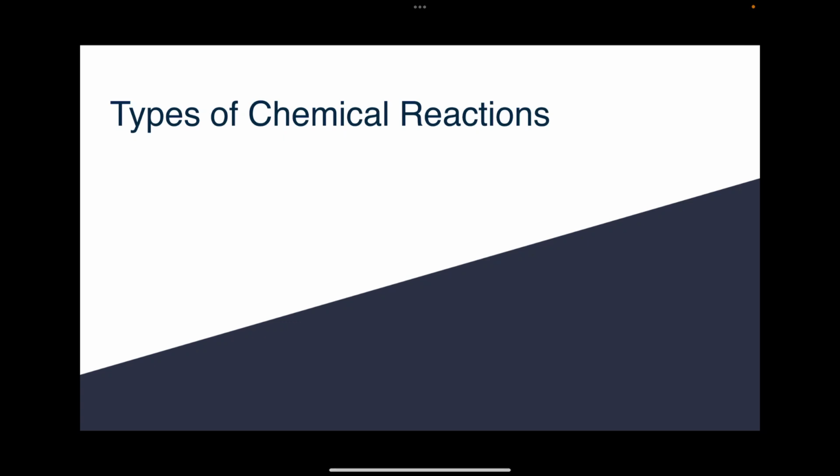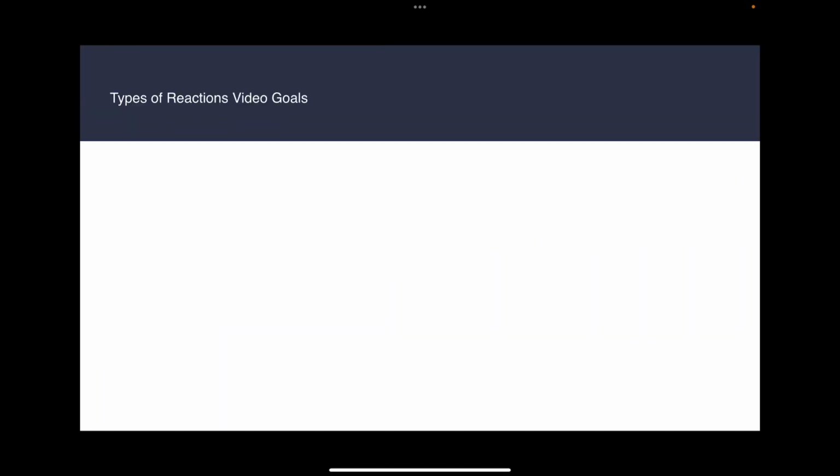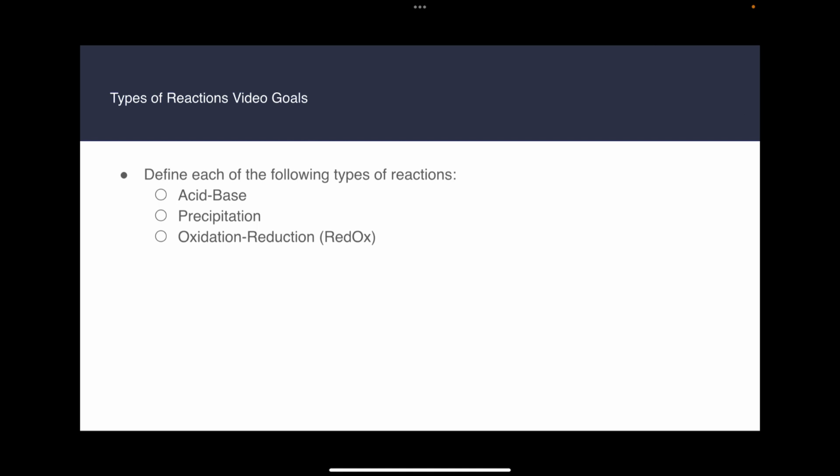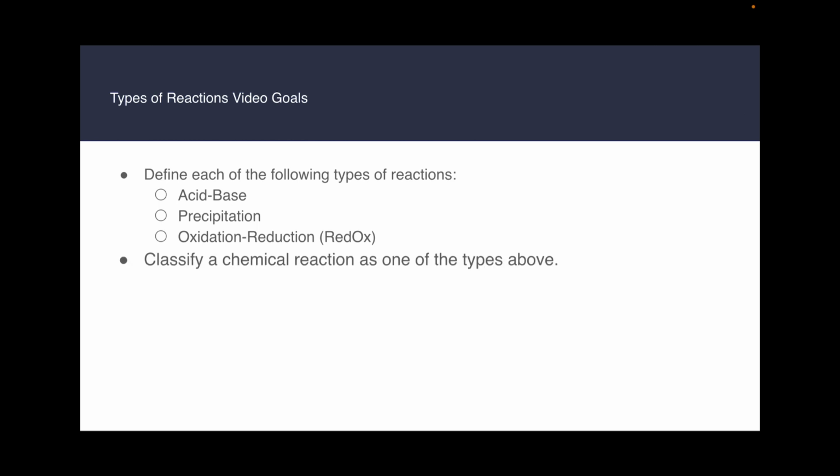Welcome to the Types of Chemical Reactions video. By the end of this video, you should be able to define the three types of reactions listed here: acid-base, precipitation, and oxidation-reduction, or redox. And you should be able to classify a chemical reaction as one of those three types.